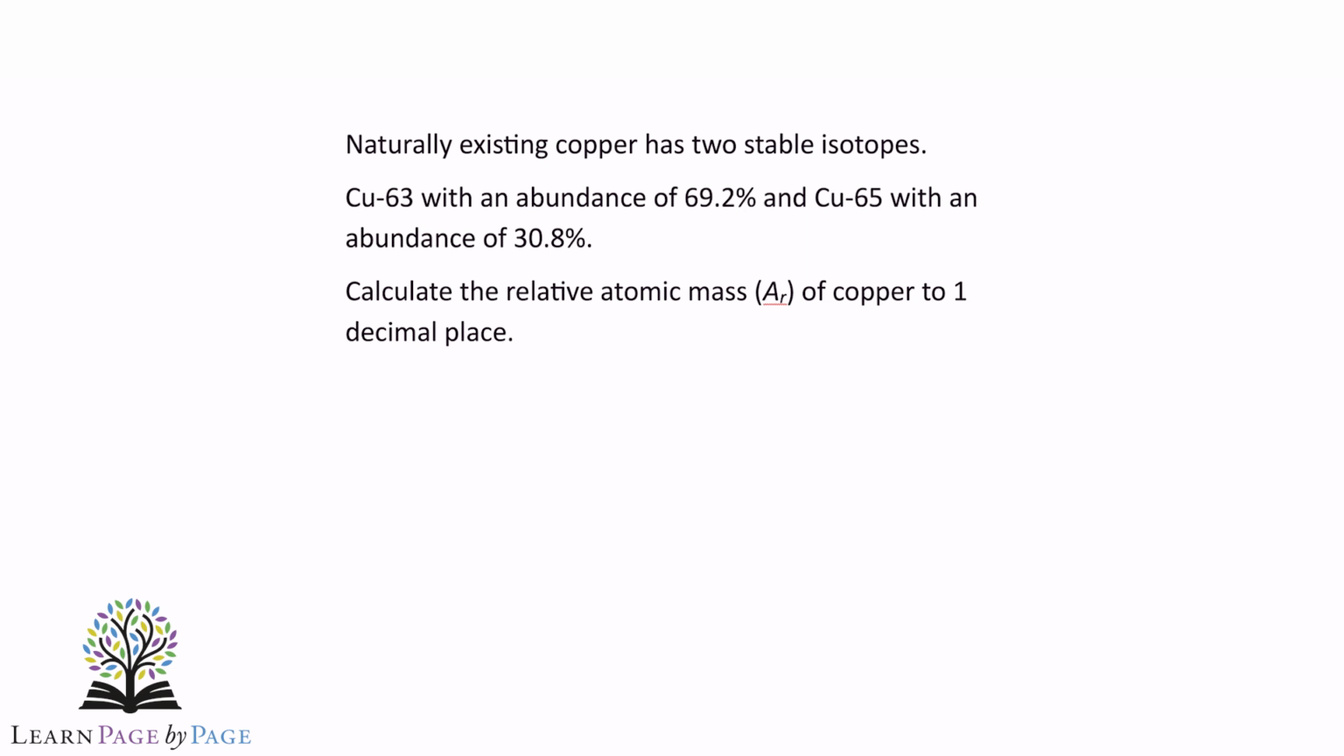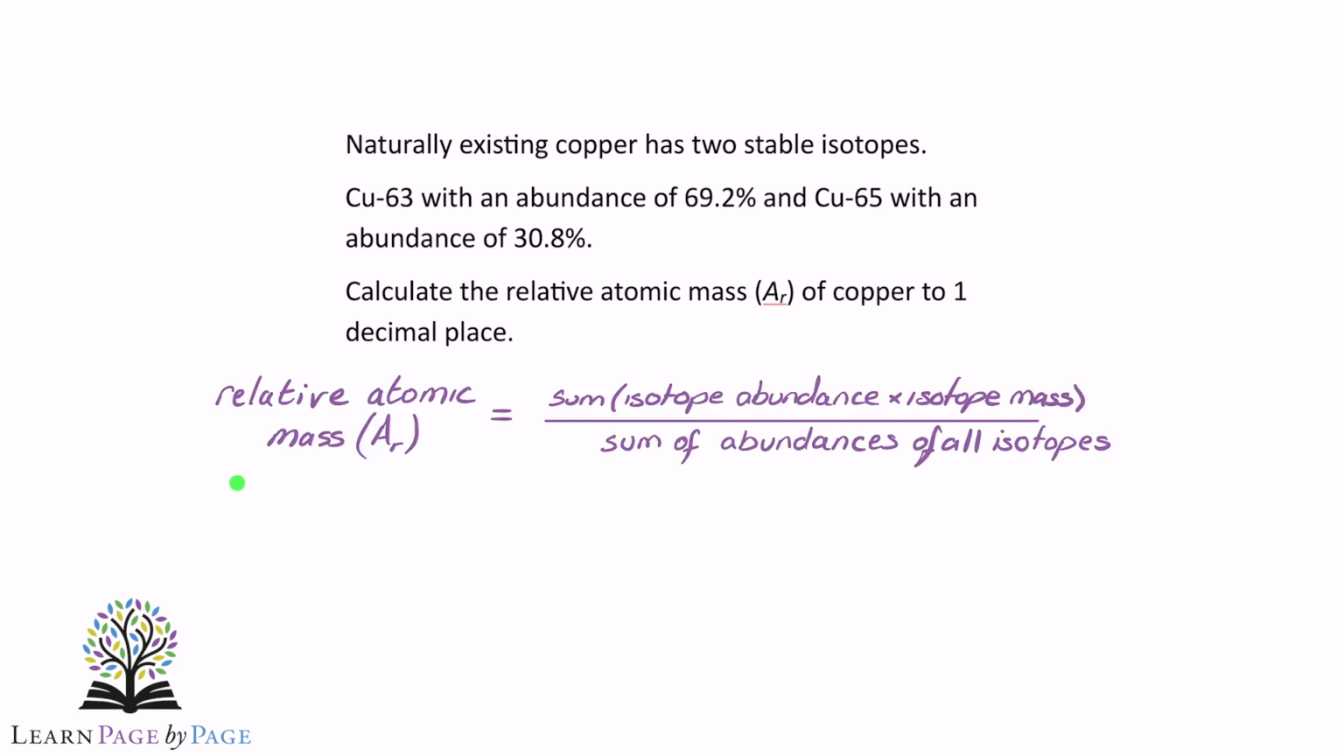Now, the first thing you will need is the formula. That is the relative atomic mass equals the sum of the isotope abundance multiplied by the isotope mass, and you divide that by the sum of the abundances of all of the isotopes. The best way to learn this is to just do a practice question. I'll go through 3 questions in total. These questions are classic in GCSE, and you'll always have one in a paper.